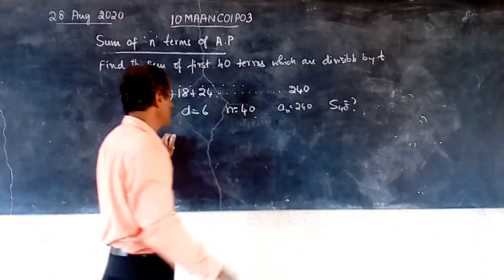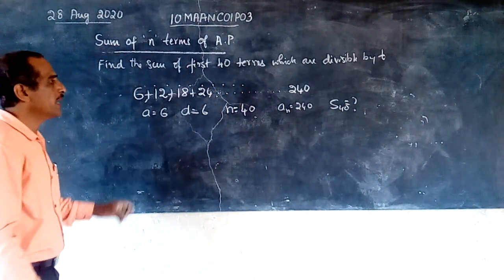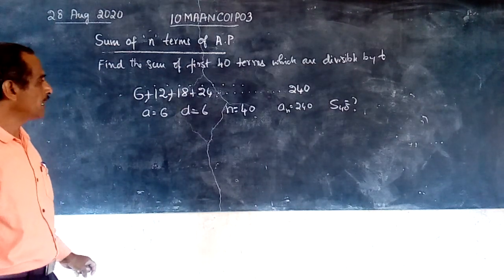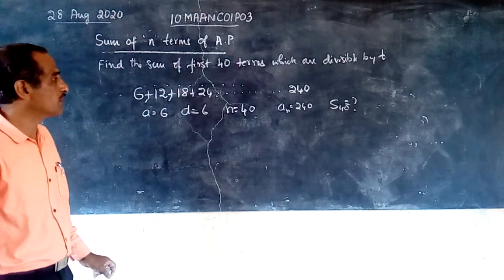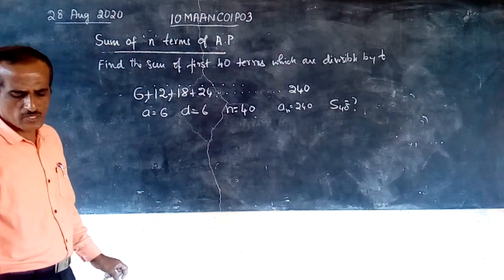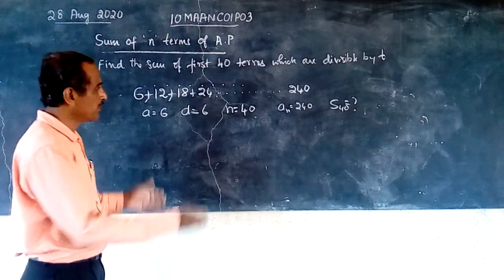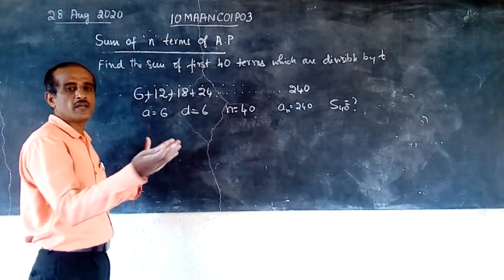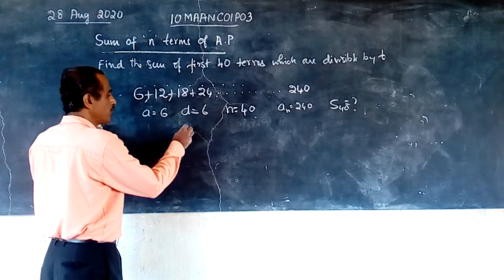This question you have seen. How to find it now? Sn is equal to n by 2 into 2a plus n minus 1 d. n is given as 40 terms, so directly we can apply the formula. It's not required to use 2a plus n minus 1 d here. It's enough if you apply the formula.